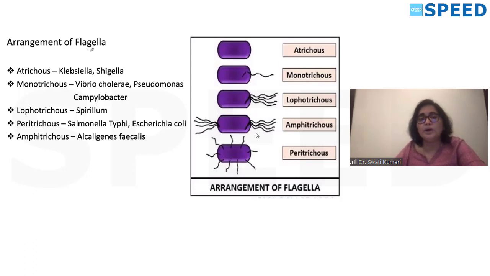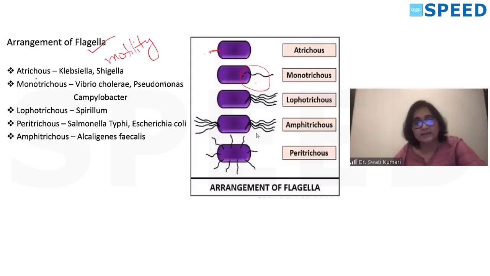Now, the flagella. Flagella is the organ of locomotion of bacteria, needed for the motility of the bacteria. So how many types of flagella are there? A bacterium that doesn't have flagella, we call atrichous. A bacterium with a single flagellum at one end we call monotrichous. It has been asked, bacteria with a single flagellum at one end is called, with various options. The correct answer was monotrichous.